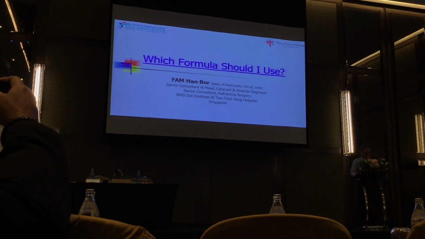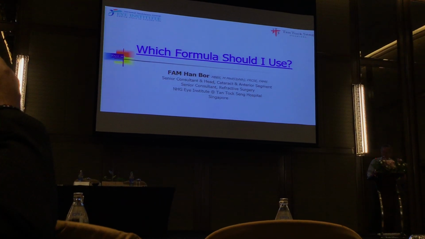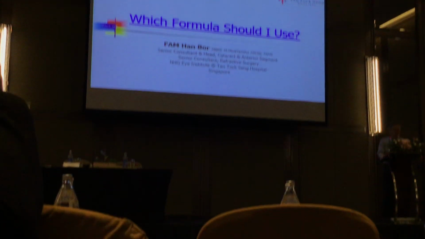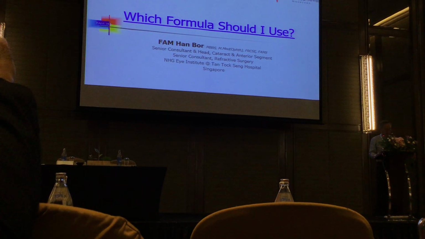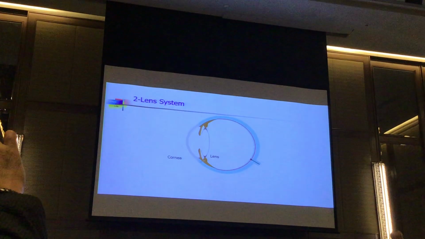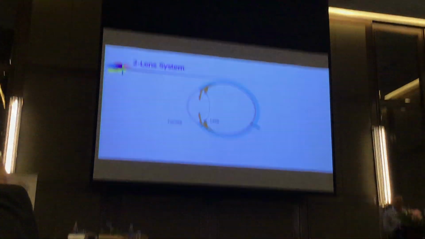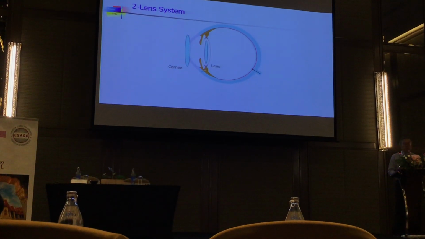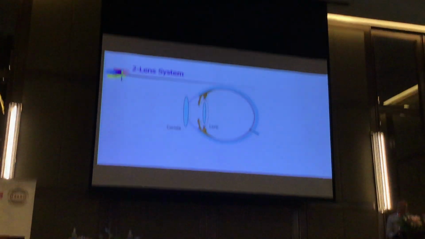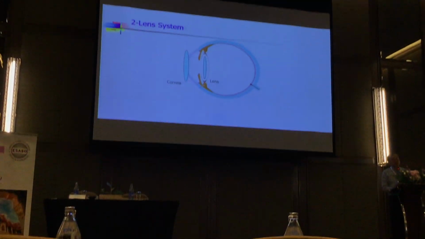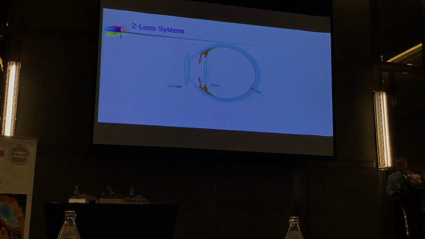Okay, which formula should I use? Okay, the eye is a two-lens system. It has the cornea, and in cataract, you remove the cataract, you put in an IOL. So it is a two-lens system. You need to take into account the two-lens system.